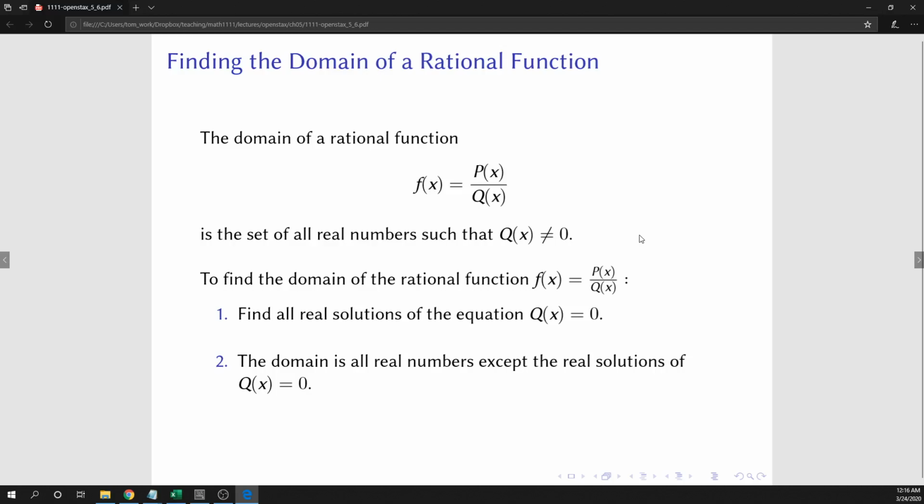To determine the domain of a rational function, what we would do is just find all real solutions of the equation q of x equals 0. That's the bottom polynomial, so just set the bottom part equal to 0 and solve that out. And the domain is the set of all real numbers except whatever the real solutions of the equation q of x equals 0 are. That's really all there is to it.